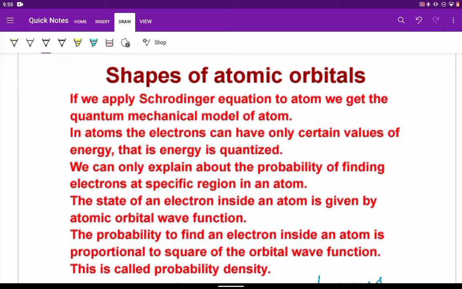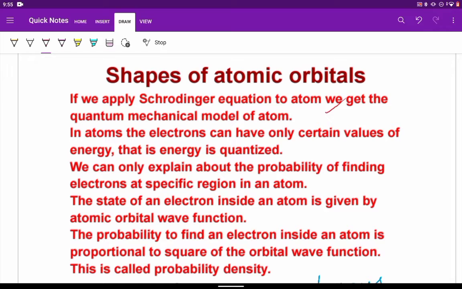Today I have come with the topic shapes of atomic orbitals. Now in this we see that if we have the Schrödinger equation of an atom and if we apply the Schrödinger equation to the atom, we get some quantum mechanical model of the atom. We know that Bohr had given the concept of orbits, but it can't be experimentally demonstrated. An atomic orbital refers to a one-electron wave function, and it can be explained with three quantum numbers.